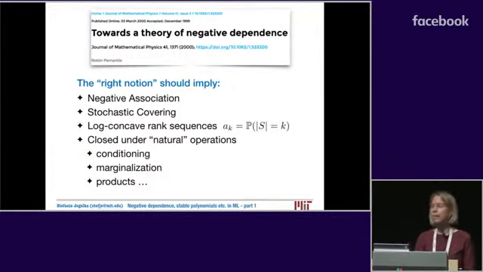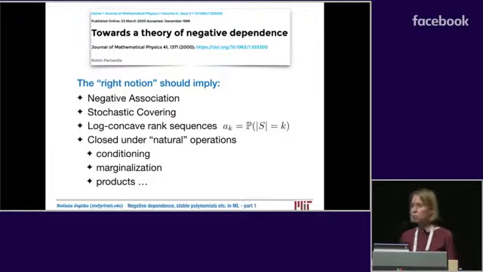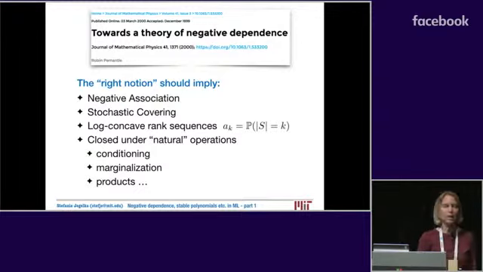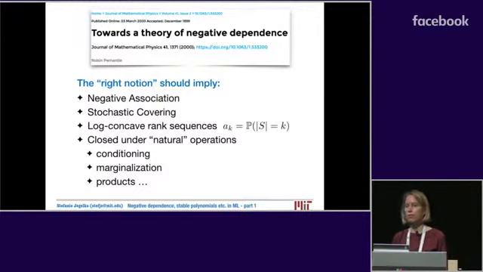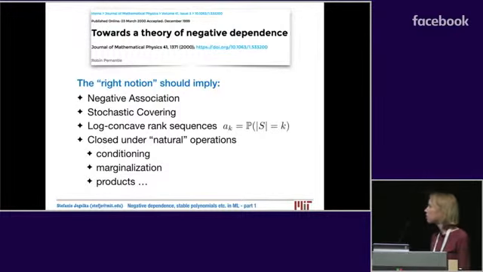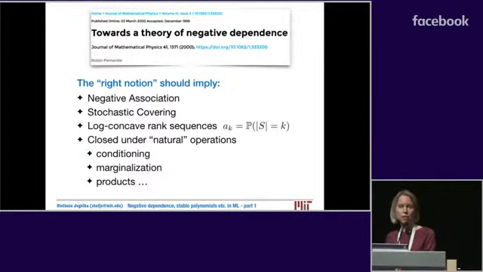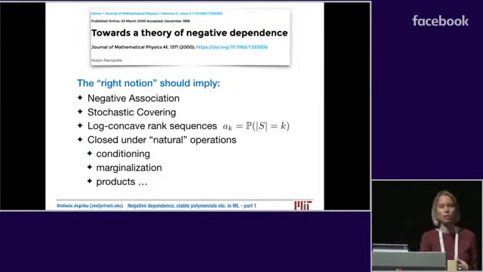So he basically laid out a few different properties that this kind of notion should have. So one is that it should imply negative association. So we still want to have the negative association. And another one that is pretty natural is that they should be closed under operations that I do. So if a function has this notion of negative dependence, then its marginals should also have this notion of negative dependence. And if I do conditioning, I still want this negative dependence to hold. So I want closure under all these things.